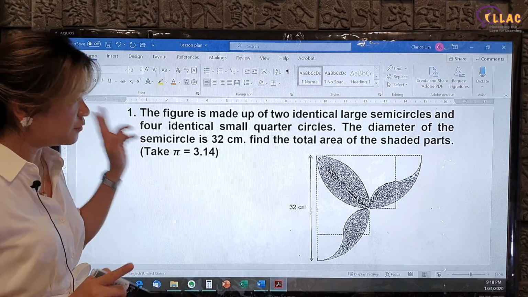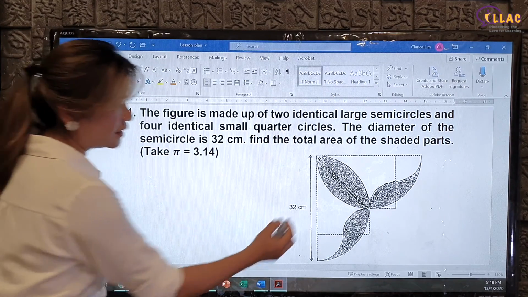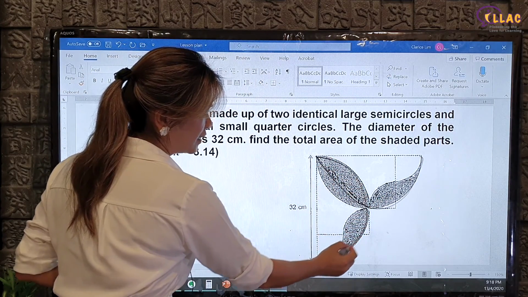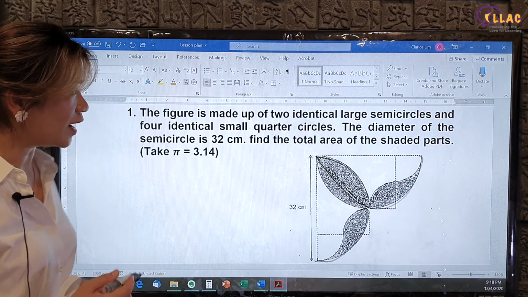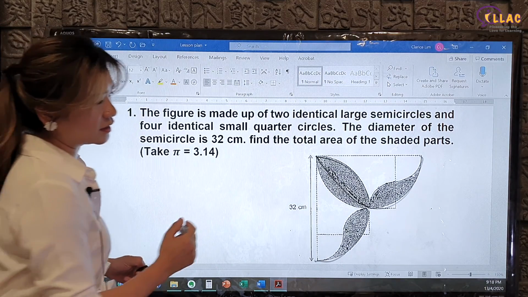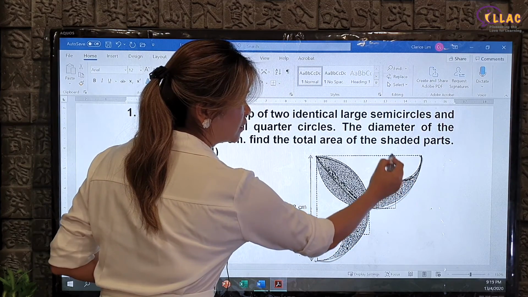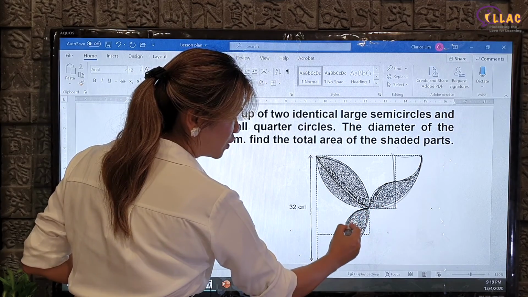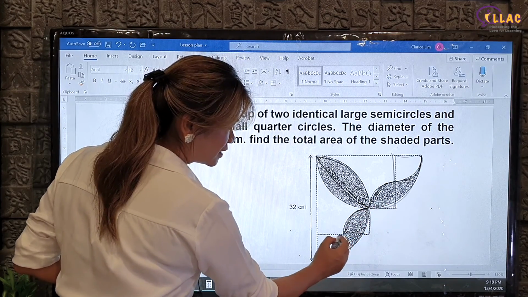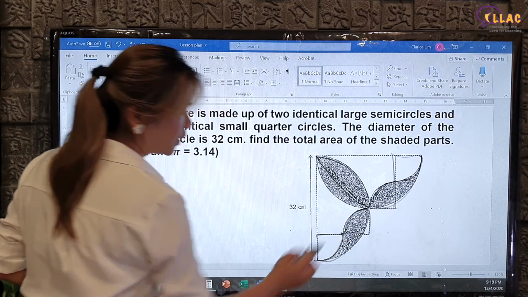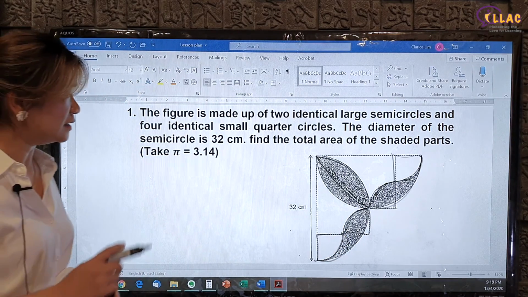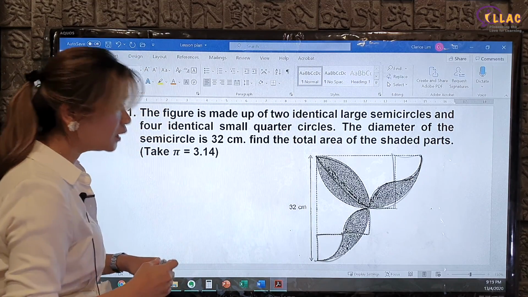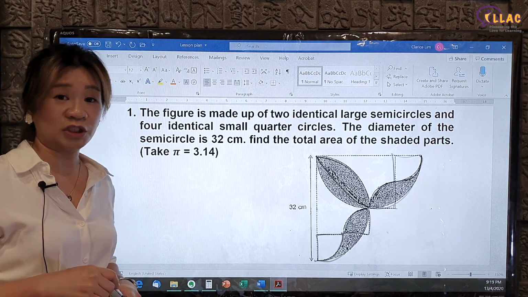Let's take a look at this. The figure is made out of two identical large semicircles. So you will see one over here, and another one over here. And four identical small quarter circles. So you will have one small quarter circle over here, another over here, another over here, and another over here. So this is what the question is talking about. The diameter of the semicircle is 32, so this whole thing is 32. You're supposed to find the total area of the shaded parts.